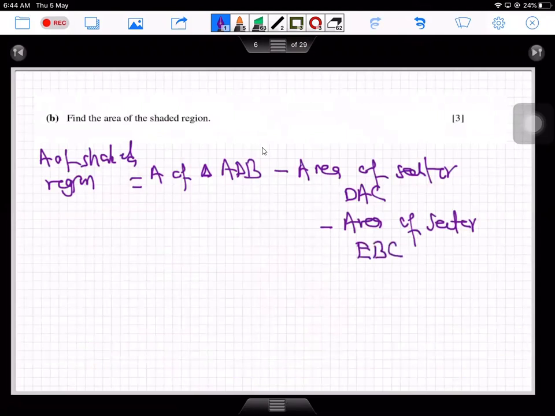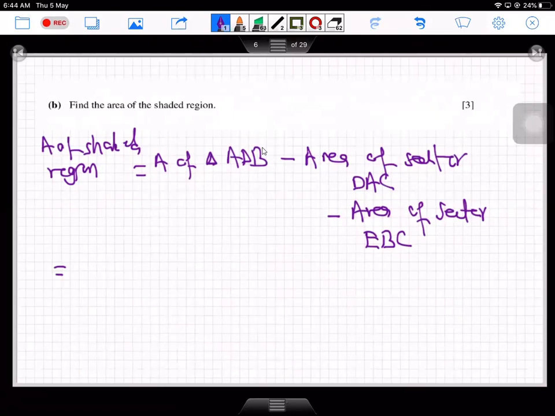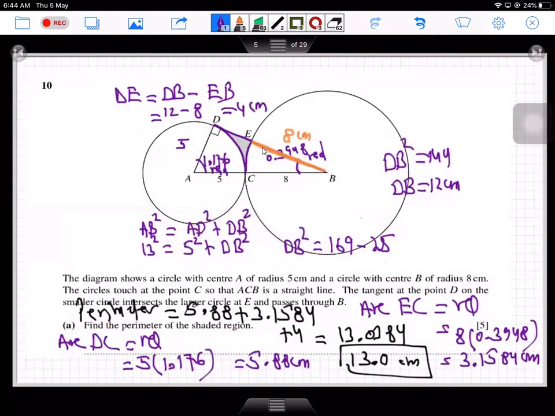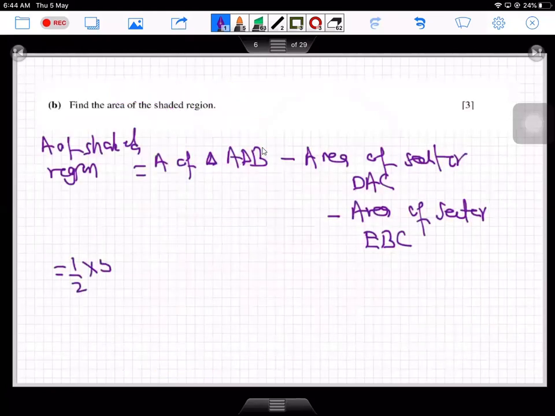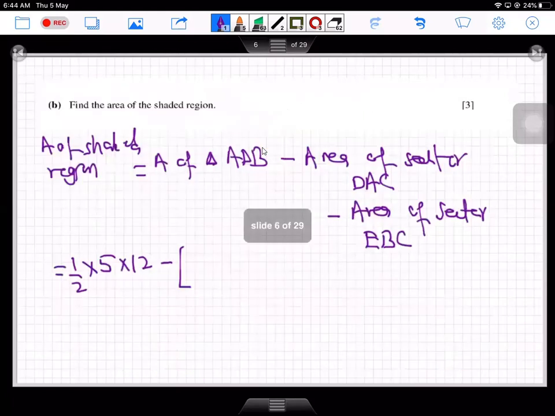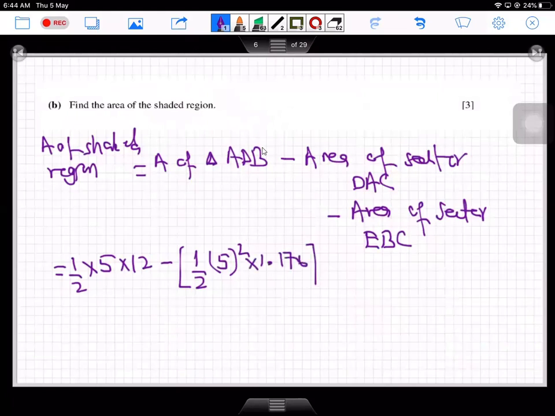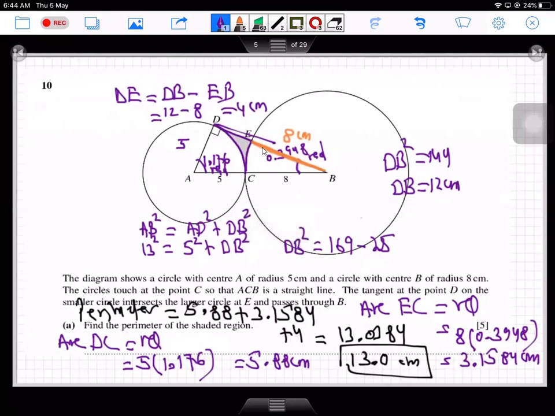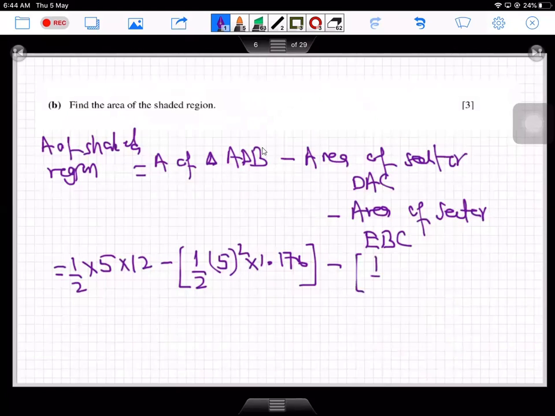All right. So area of triangle ADB would be half into base into height. So half multiplied by 5 multiplied by 12, minus the area of sector DAC, which would be half r square theta. So half multiplied by 5 square multiplied by theta, which is 1.176, minus area of sector EBC. So half multiplied by 8 square multiplied by 0.3948 radians.